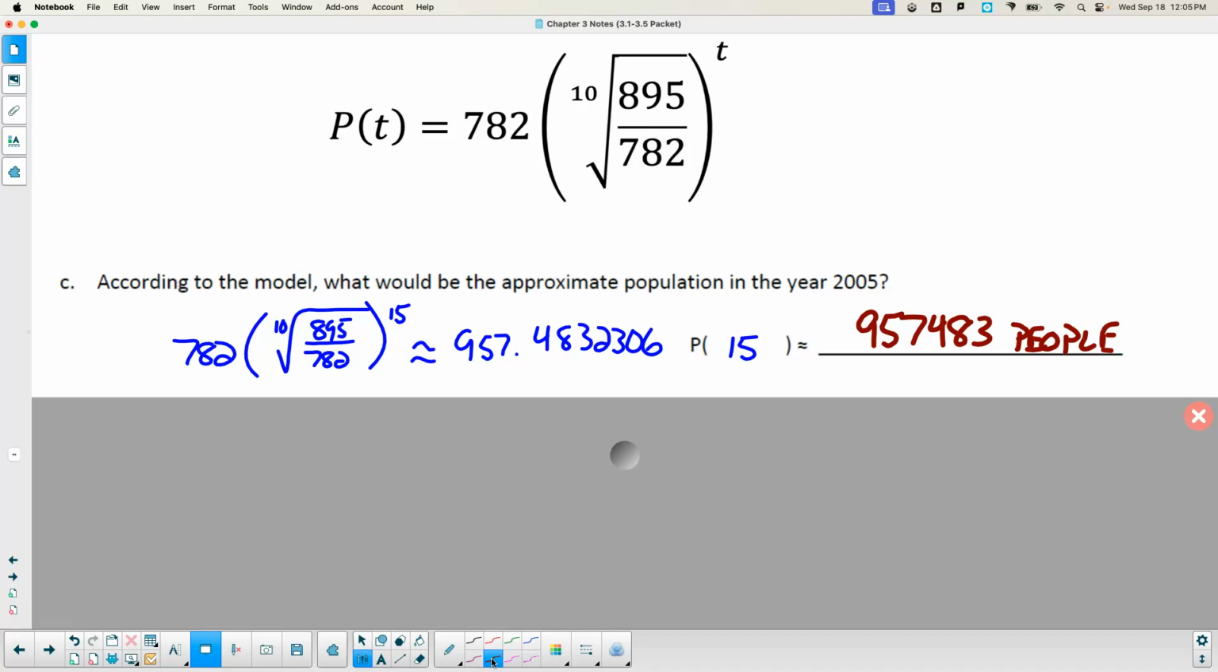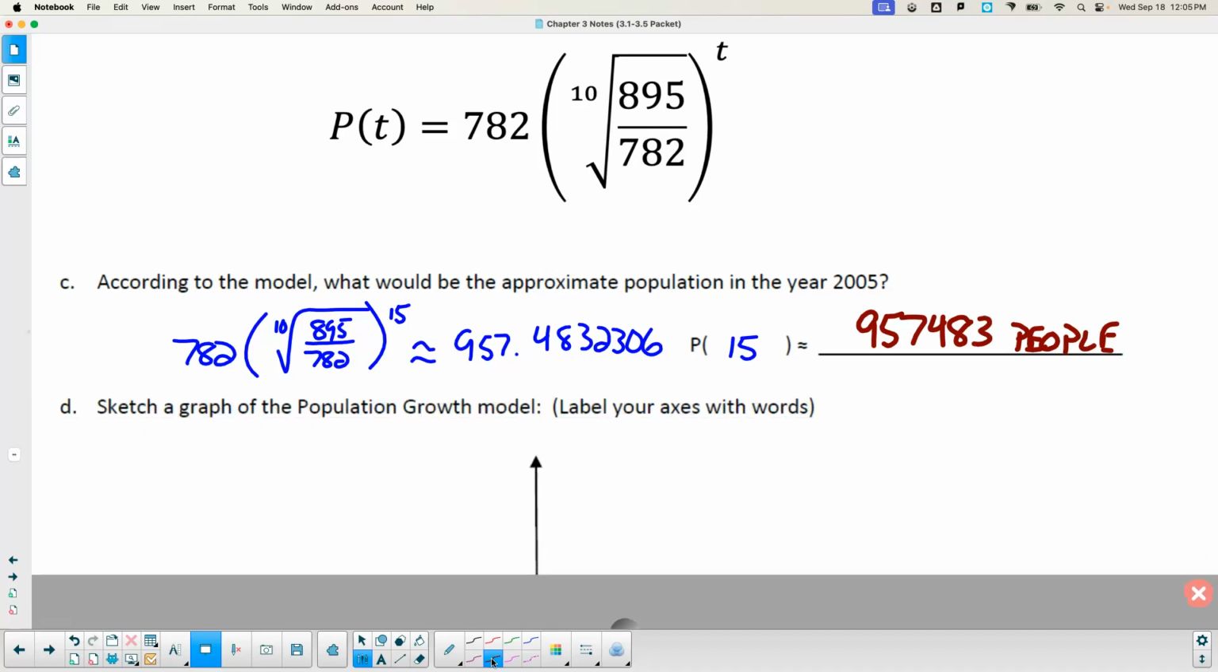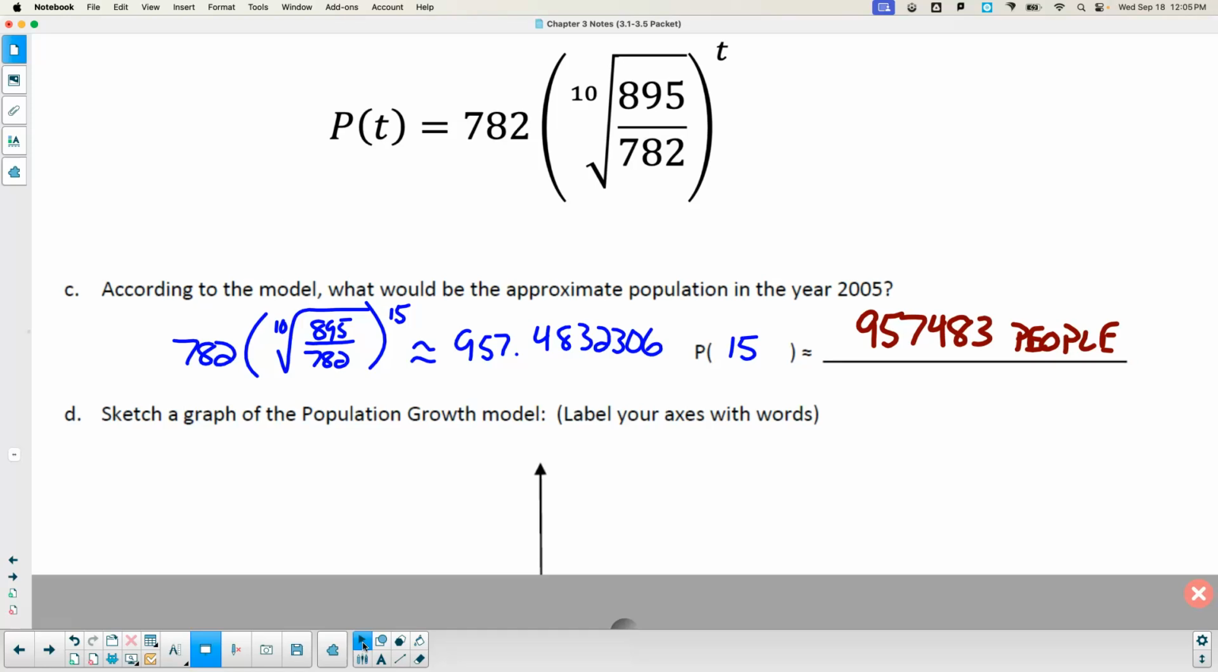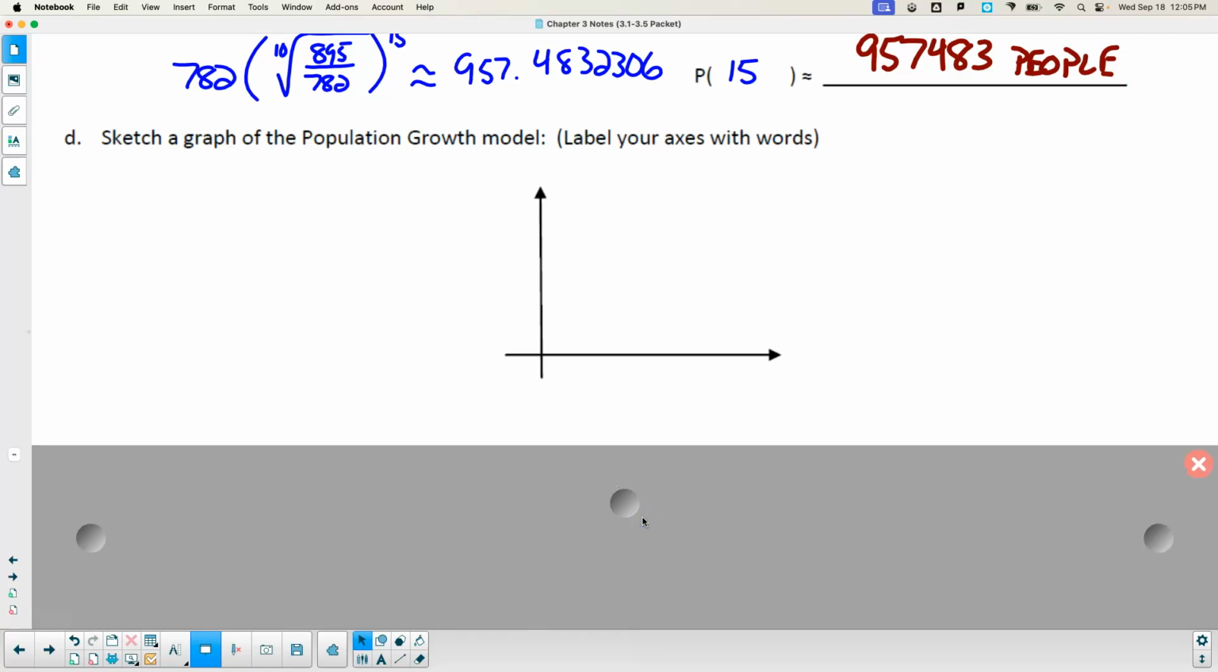Now we're going to sketch a graph of this function. I don't want to do that. See, this is the problem. I have to come over here, and I don't have a slider. So now I want to sketch a graph of this function. Is it a growth or a decay? Growth, because population is growing, as the value we just found says.